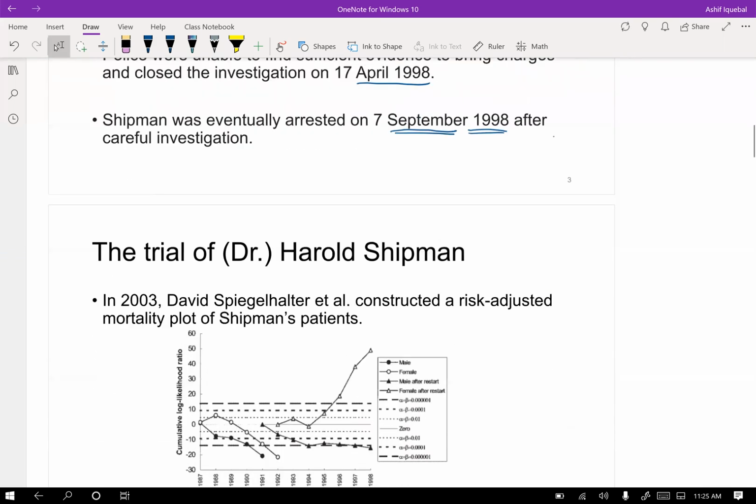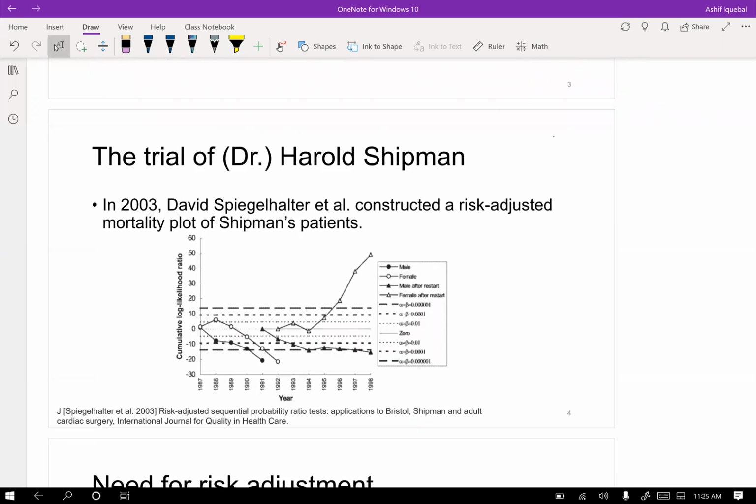In 2003, there was a statistician by the name of David Spiegelhalter, and David Spiegelhalter conducted an analysis of the patients who died under the primary care of Harold Shipman.